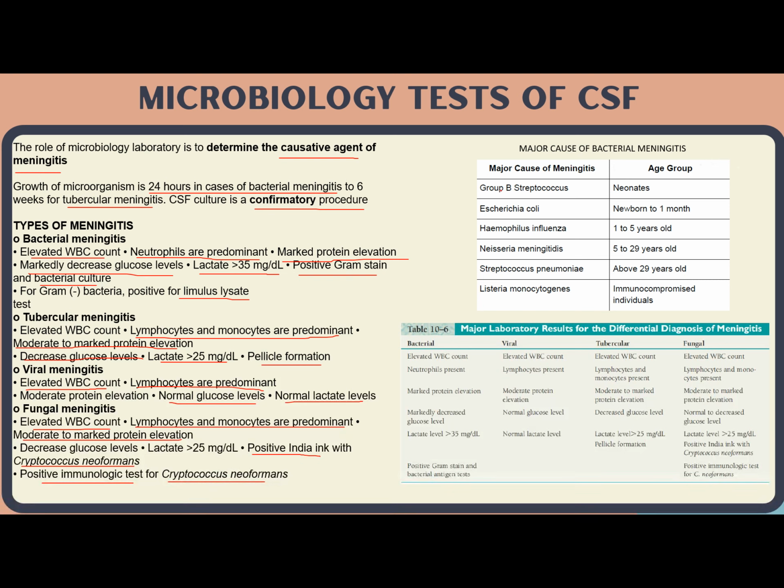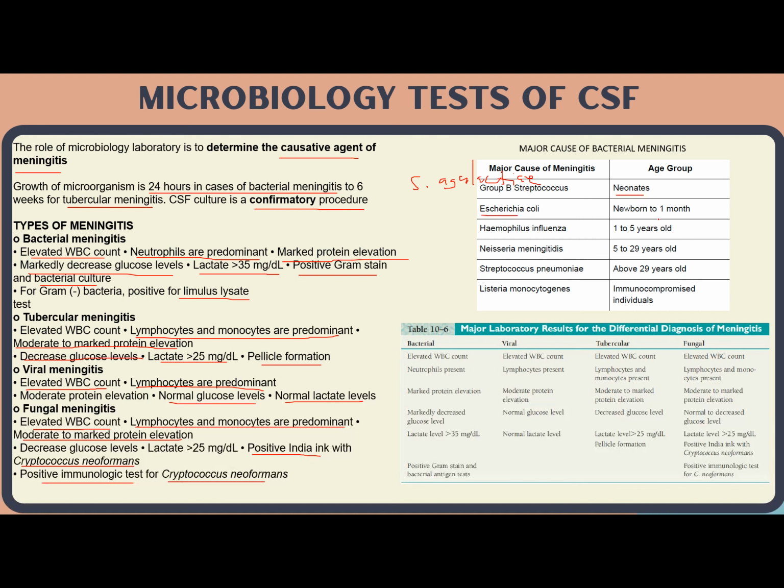Then the major causes of bacterial meningitis. So we have your group B Streptococcus, your Streptococcus agalactiae, A-G-A-L-A-C-T-I-A-E, is also known as your group B streptococcus. It would be the cause of bacterial meningitis in neonates.